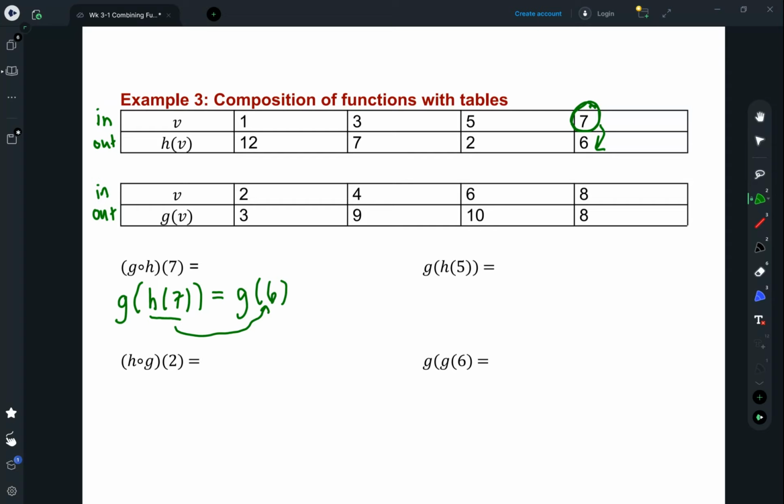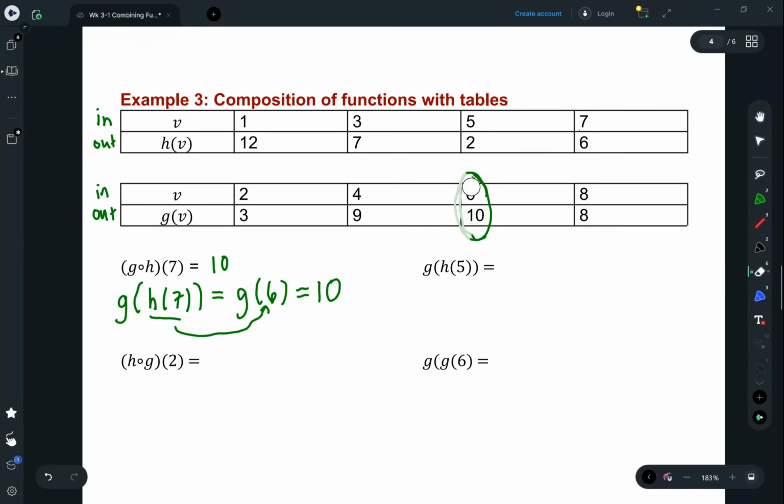And now I have another step to do. Now I'm just finding g of 6. So this is just regular old function notation. So I look at my function table for g. For an input of 6, the output is 10. All right? So g of h of 7 is 10. All right, I'm going to go ahead and erase this so I can follow along with my next one, so I don't have the table all messed up.